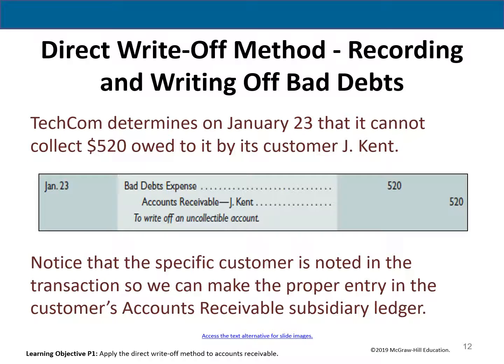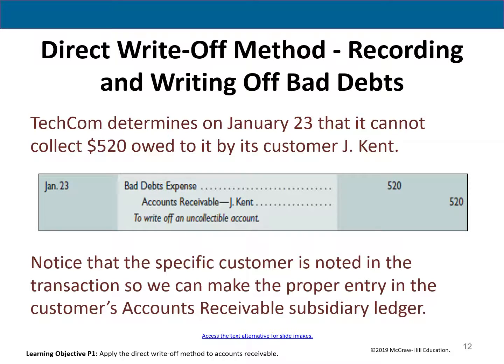The direct write-off method says this: wait till an account actually becomes uncollectible. The customer goes bankrupt. You haven't received a payment in a year. Okay, there's going to be signs out there that says you're not getting this money. They disappeared. You can't get in touch with them. It's on that day you will debit an account called bad debt expense, which is a new expense, and credit your asset accounts receivable. So here, TechCom determines on January 23rd that it cannot collect $520 owed to it by its customer, J. Kent. There's the journal entry.